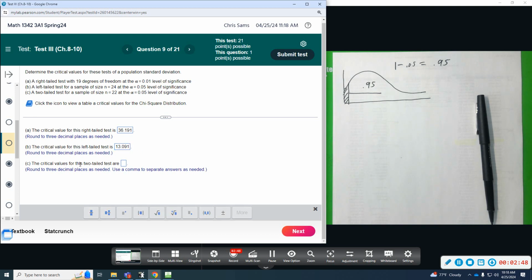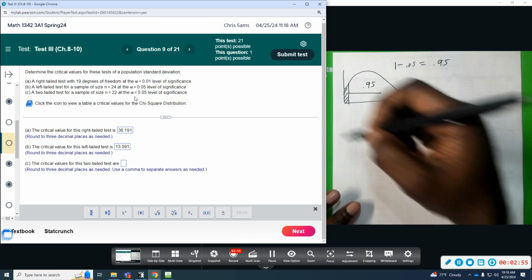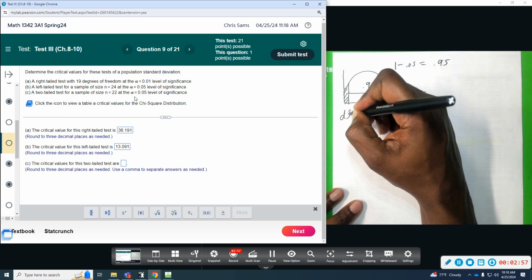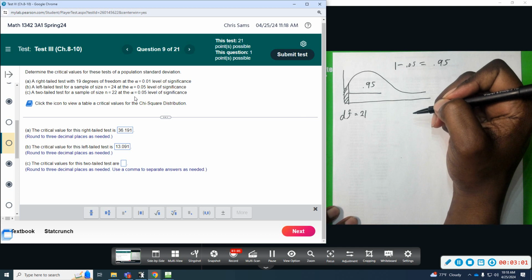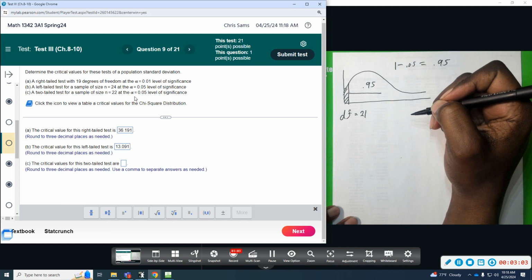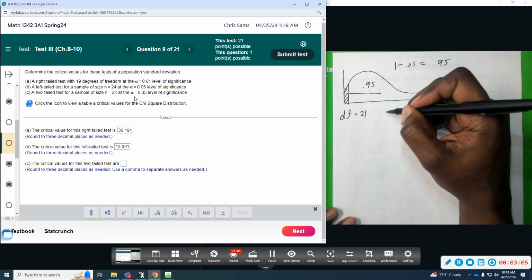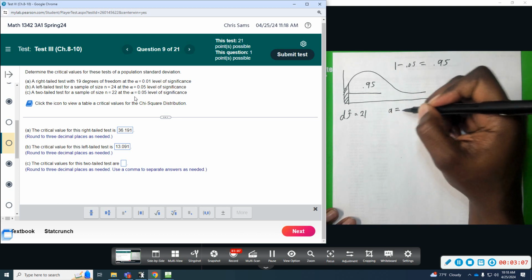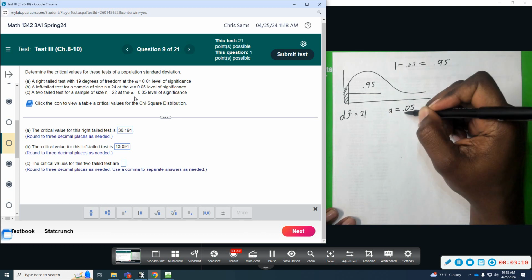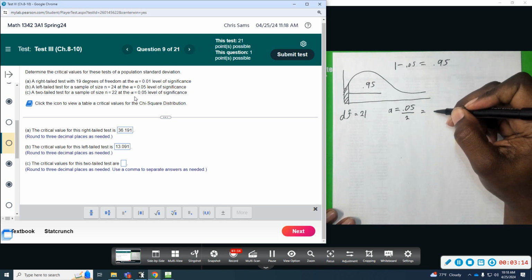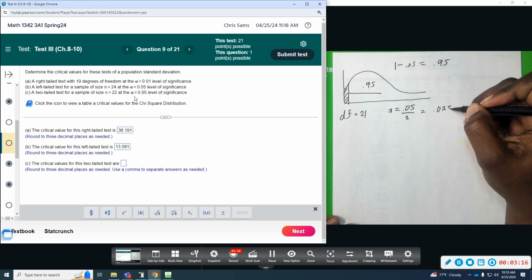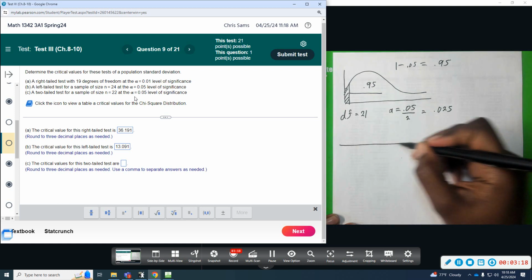And then two-tailed, 21 degrees of freedom. Okay, so we're looking at degrees of freedom 21, and then we're going to have a two-tailed test, alpha 0.05. Okay. Got to divide this by 2. That's going to give me 0.025. Okay. So I'm looking at a two-tailed test.